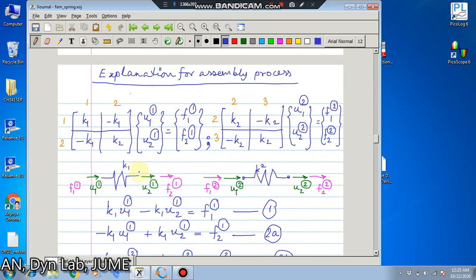So this is the first spring. For the first spring, let us assume that U1 of 1 is greater than U2 of 1. That means the spring is in compression, so the force on the spring is in the positive direction. So F1 of 1 will be K1 into U1 of 1 minus U2 of 1. This is the first equation. Now suppose U2 is greater than U1, then obviously the spring is in tension. So F2 of 1 will be in this direction, and that is K1 multiplied by U2 minus U1. This is the second equation.